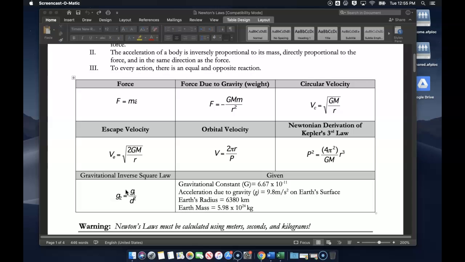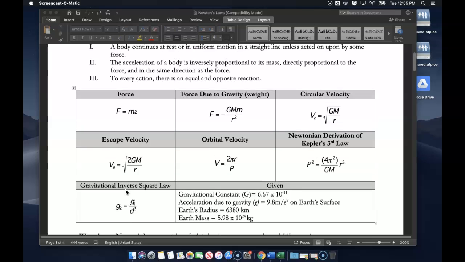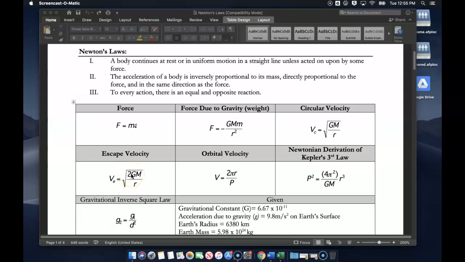For us to get started here, we're going to want to look over Newton's three laws. A body continues at rest or in uniform motion in a straight line unless acted upon by some outside force. The second law, the acceleration of a body is inversely proportional to its mass, directly proportional to the force, and in the same direction as the force. And finally, the third law, to every action there is an equal and opposite reaction.